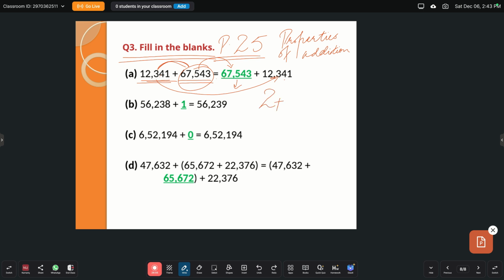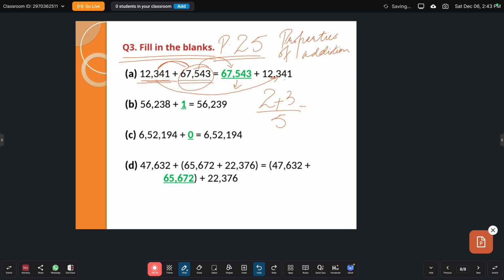Like if I'm having 2 plus 3, what is it equal to? It's equal to 5. Can I write this 2 plus 3 as 3 plus 2? Yes, of course. This again equals 5. So this property here is the order property. Okay, beta.